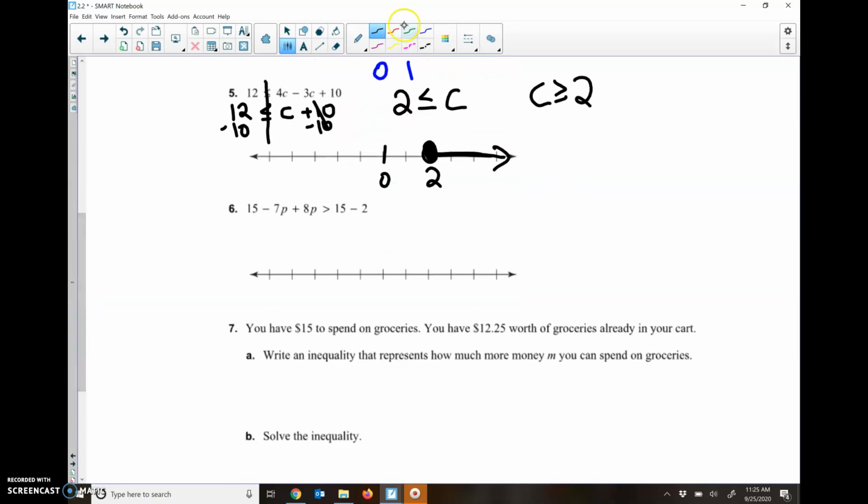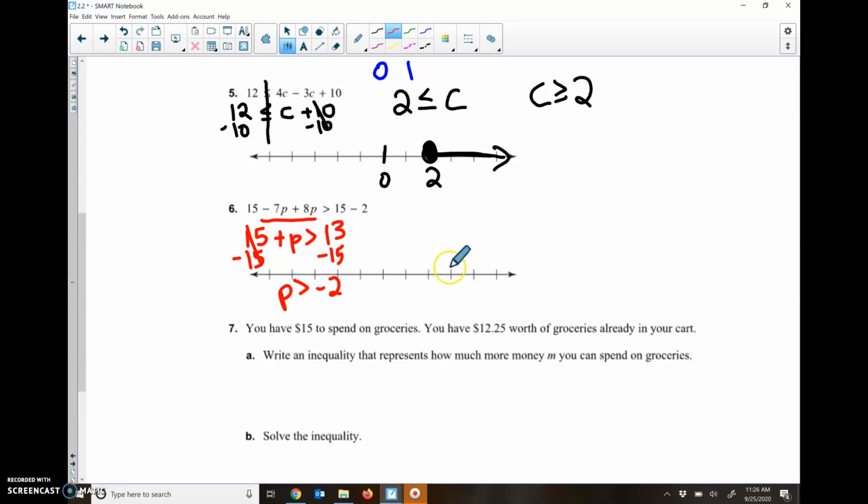All right, last one like this. We got a couple things that we need to simplify here first. So I have a 15 minus 7p plus 8p. So I'm going to get this minus 7p plus 8p together. So negative 7 plus 8 is just p. And then 15 minus 2 is 13. And I got a plus 15, so I'm going to end up subtracting 15. So I get p is greater than negative 2.